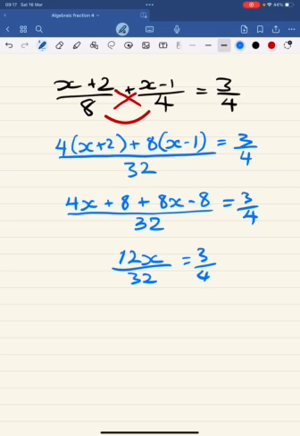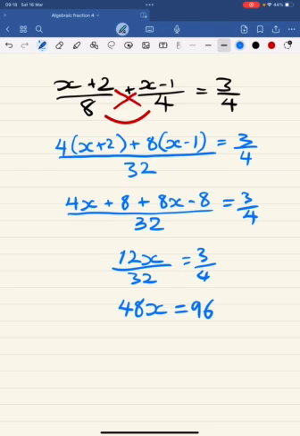Now, what I would say is you could simplify if you wanted to at this stage, but just in case you didn't have one that you could, I'm just going to go through this process. So I'm going to multiply the left-hand side by 4 and the right-hand side by the 32 to eliminate the denominators. So I'm going to have 4 lots of the 12 to make 48x, and I'm going to have 32 times 3, which is 96.